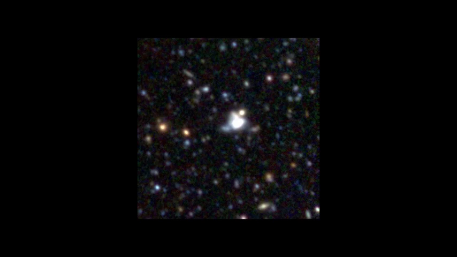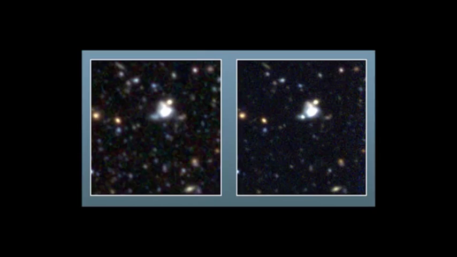Now, here you can see an image of a galaxy taken by the Canada-France-Hawaii telescope. And here is the same area of sky taken at a different time, but after a supernova 1a has exploded. And can you see the change in brightness? That's the supernova that you're seeing.